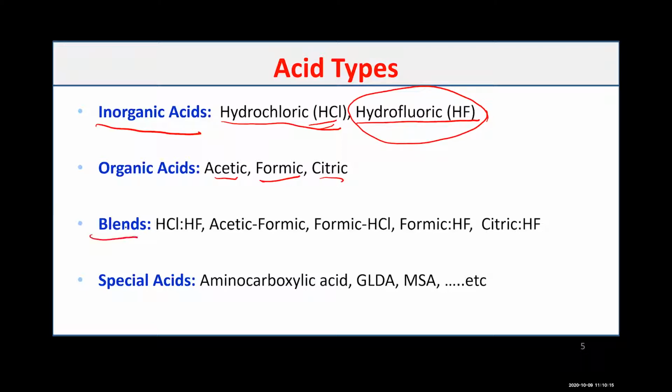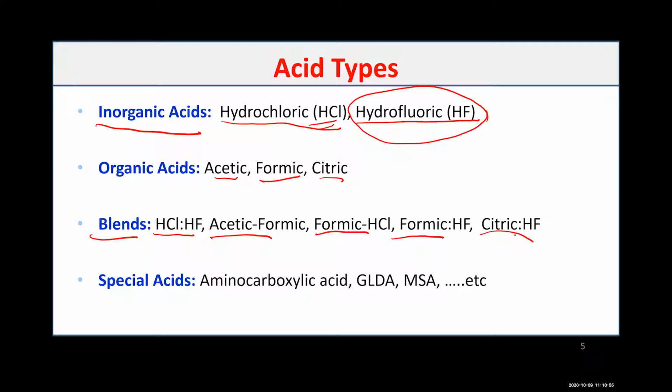Then we have blends. And as engineers, we really like blends. We try to blend different acids to get the benefit of each one. So we have inorganic blends like HCl, HF. We have pure organic blends like acetic formic, or acetic formic citric, or citric acetic. And we also have blends between organic and inorganic, like formic HCl, or formic HF, or citric HF. So we blend all the acids, and in each blend, we try to get the benefits of both.